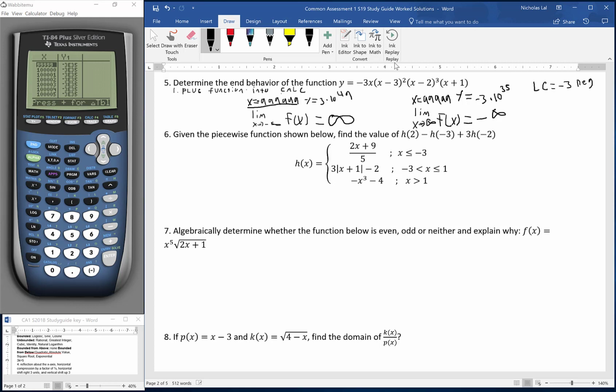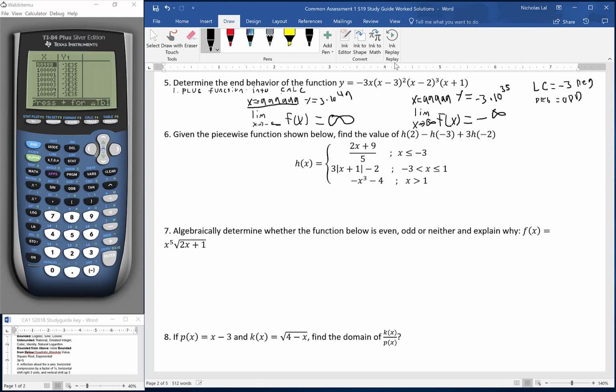And because of that, the degree should be odd for this polynomial. But to be safe, I would use our calculator and do your test in your calculator. All right.